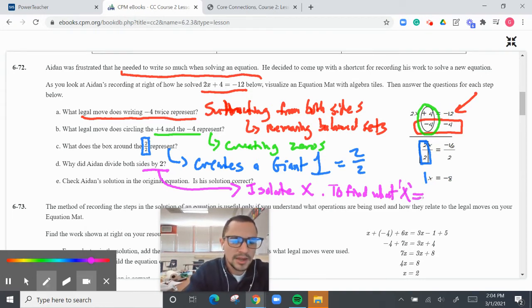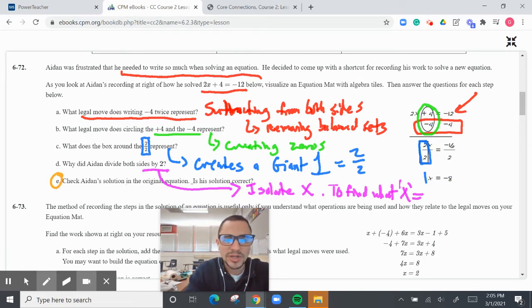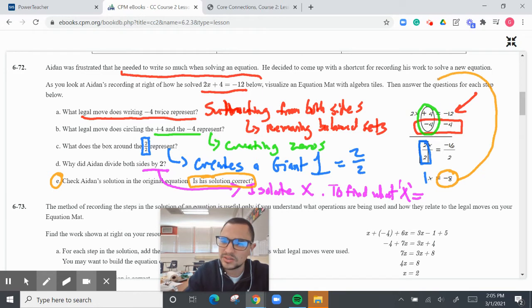All right. And then here we go for the last part. I'll go ahead and do some orange here for E. Check Aiden's solution in the original equation. Is its solution correct? And here is what we do. You take the original equation and plug your answer into that.